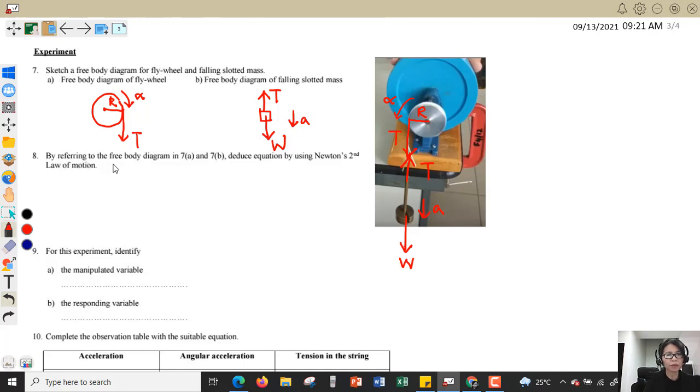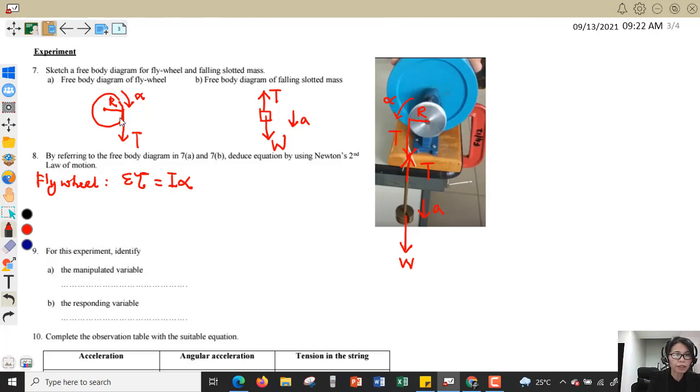By referring to the free body diagrams in 7a and 7b, deduce the equations by using Newton's second law of motion. For the flywheel, we apply Newton's second law for rotational motion. The summation of torque will equal I alpha. The net torque causes the angular acceleration of the flywheel.